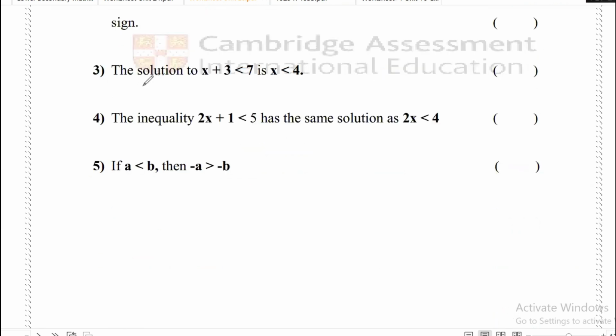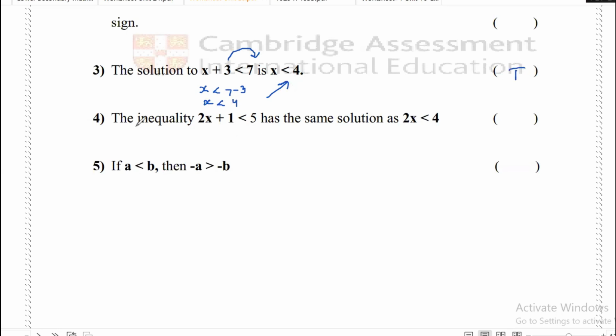Next, we have question number 3. The solution to x plus 3 less than 7 is x less than 4. So just take 3 to the other side. It gives me x less than 7 minus 3, which is x less than 4. It is exactly the same. So this is true.